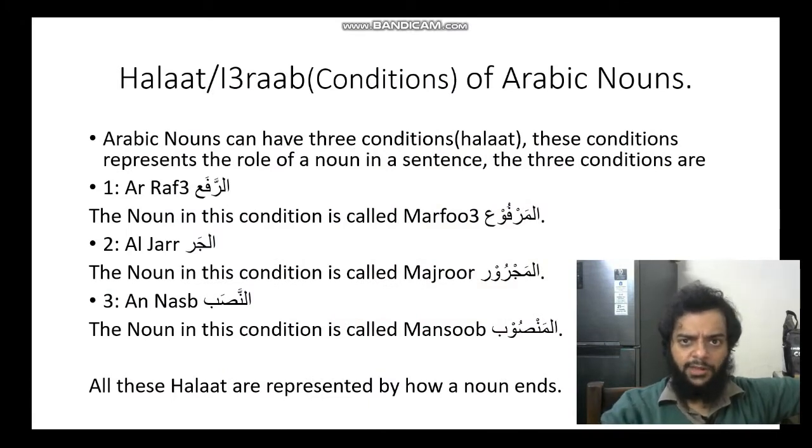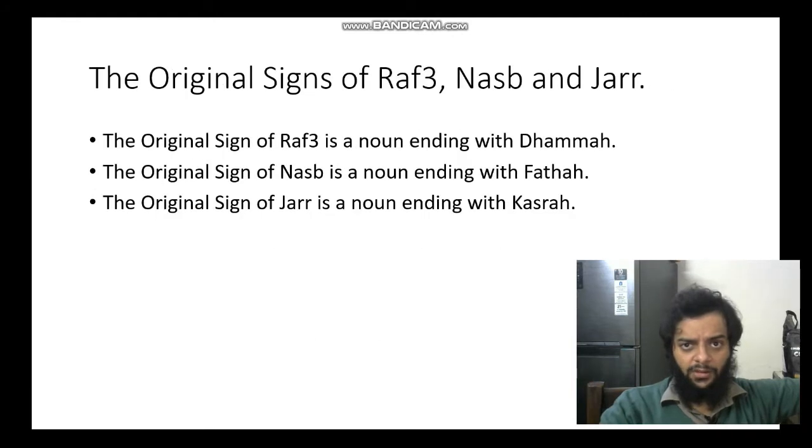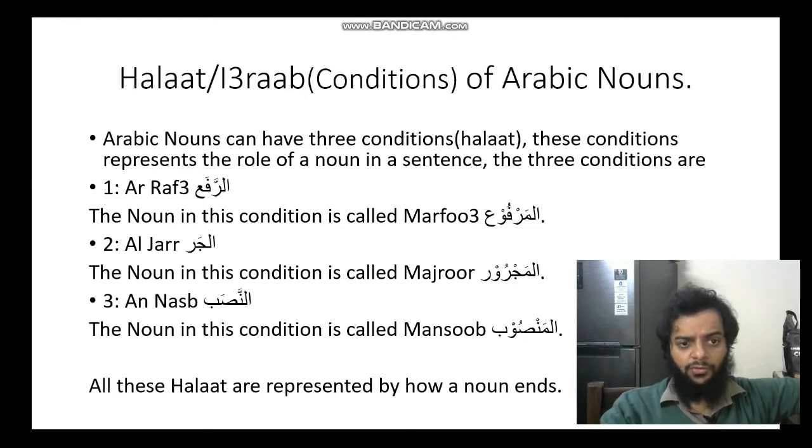As you can see, I wrote something. There can be a few mistakes here, especially in English grammar. Halat or i'rab, which you can simply translate as conditions of Arabic nouns. Arabic nouns can have three conditions upon which they are in, and those three conditions are rafa, al jar and al nasab. The word that is in the halat of rafa is called marfu, the noun that is in the halat of jar is called majroor, and the noun that is in the halat of nasab is called mansub.